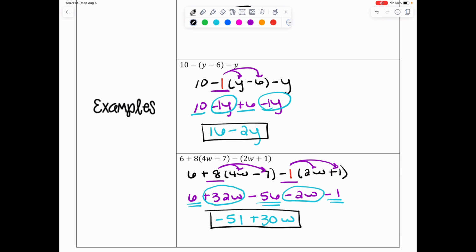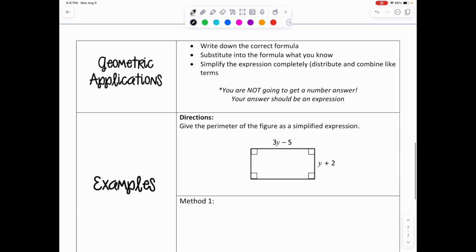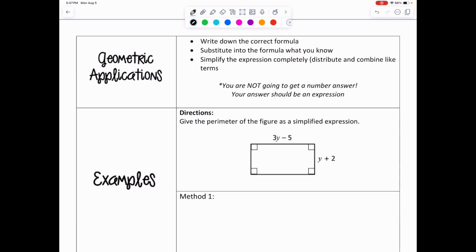So one last application of having to have an expression where you have to distribute and combine would be how it's used in geometry. In math this year, we will do algebra and we will do geometry. So here's a spot where they collide. Geometric applications. It says write down the correct formula. So you're going to decide that based on whatever shape's in front of you. Substitute into the formula what you know. And then simplify the expression completely, which we just talked about. Make sure you distribute, then combine like terms to get your final answer.